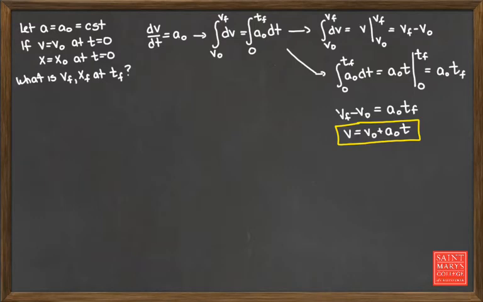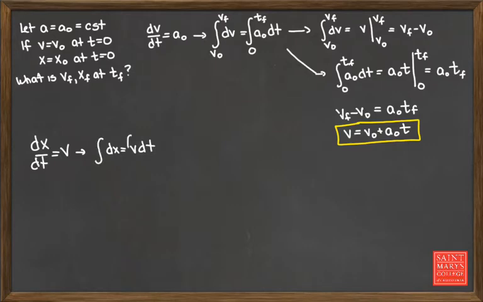Given that, we now ask ourselves about position. So the derivative of position is just the velocity. This is a general result. So the change in position is the velocity times the change in time.